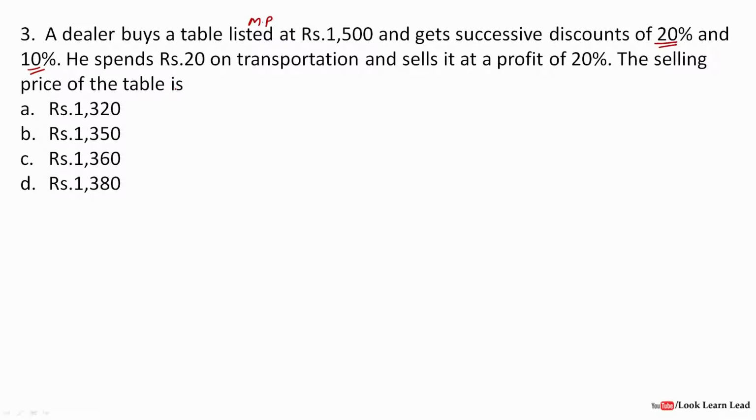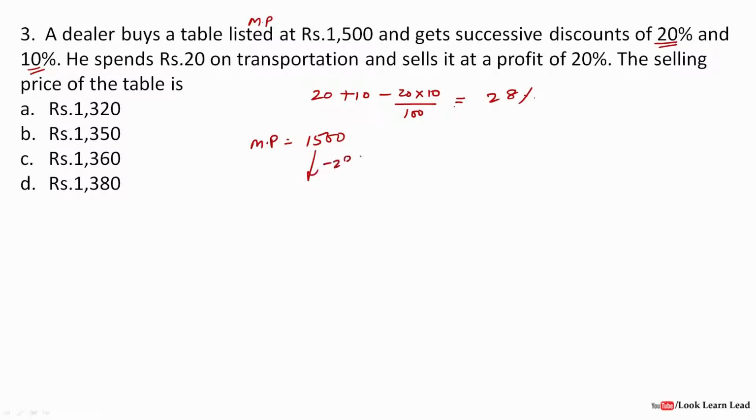So first I will find the total discount. So what is the total discount on mark price? It is successive, it is given 20 and 10. So I'll calculate. It is 20 plus 10 minus 20 into 10 upon 100. We have already calculated it. This would be 28%.